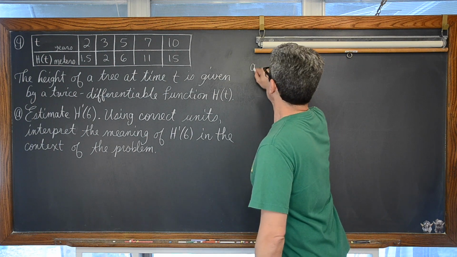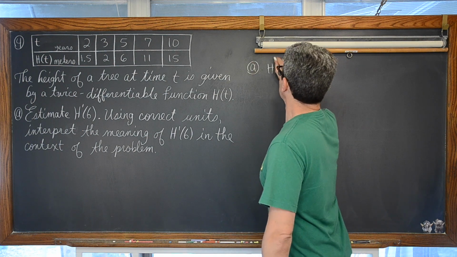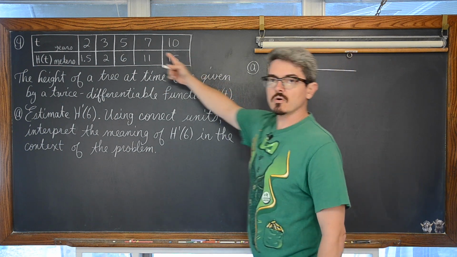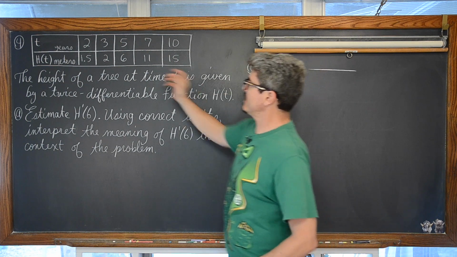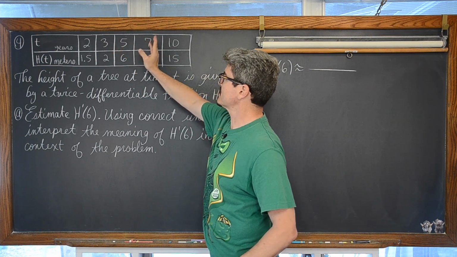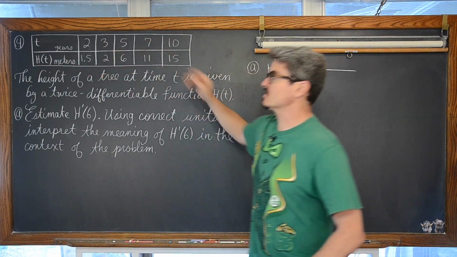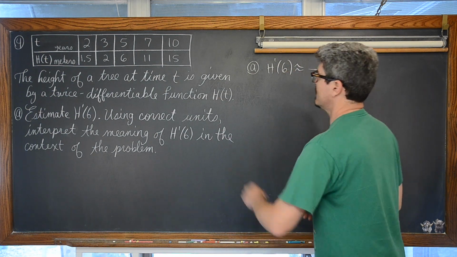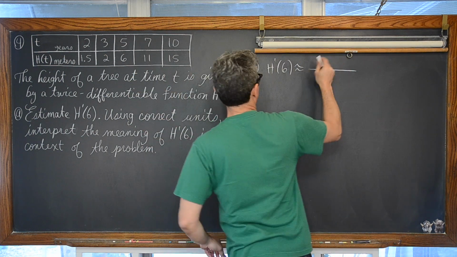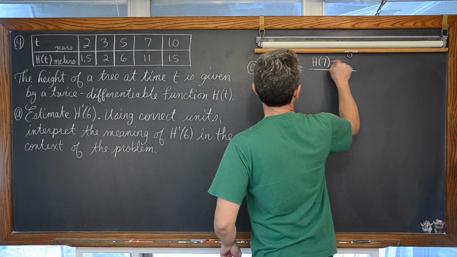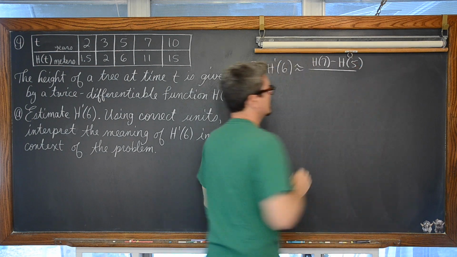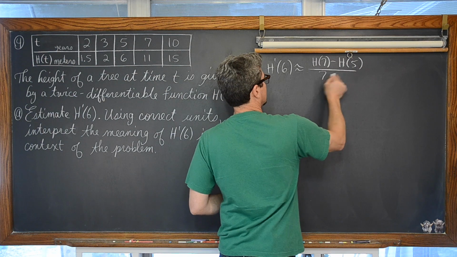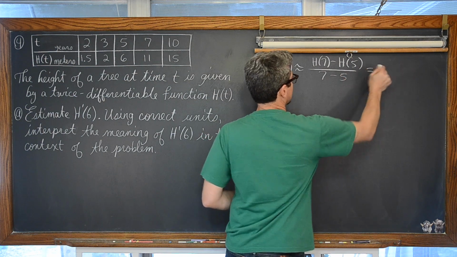So for part A, we're going to say that h prime of 6 is approximately equal to, well, going to our table of values here, we have time measures of 2, 3, 5. We skip over 6, get to 7 and 10, and then some actual heights of this tree. So we're going to say that h prime of 6, the slope of the tangent line at the t value of 6, is approximately equal to h of 7 minus h of 5 divided by, of course, 7 minus 5. Y sub 2 minus y sub 1 over x sub 2 minus x sub 1.